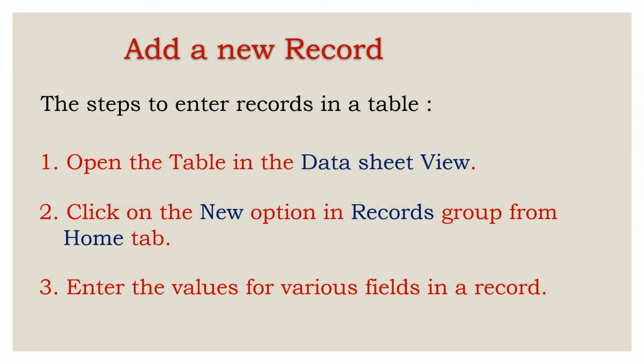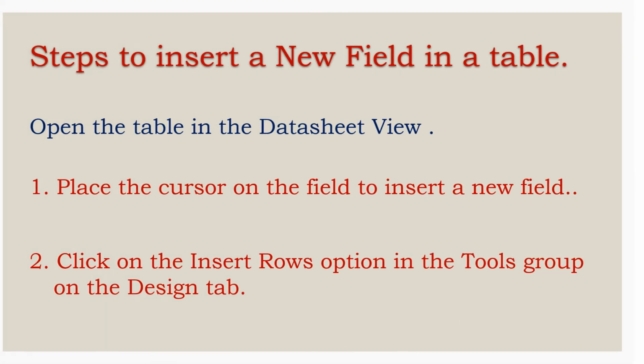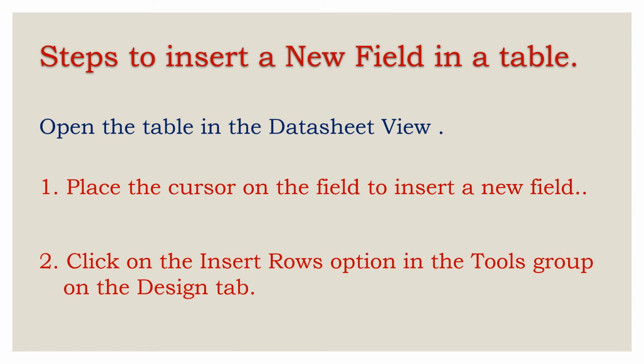Add a new record. The steps to enter records in a table are: open the table in datasheet view. Click on the New option in Records group from the Home tab. Enter the values for various fields in a record. Steps to insert a new field in a table. First, open the table in the datasheet view. Place the cursor on the field to insert a new field. Second, click on the Insert Rows option in the Tools group on the Design tab.